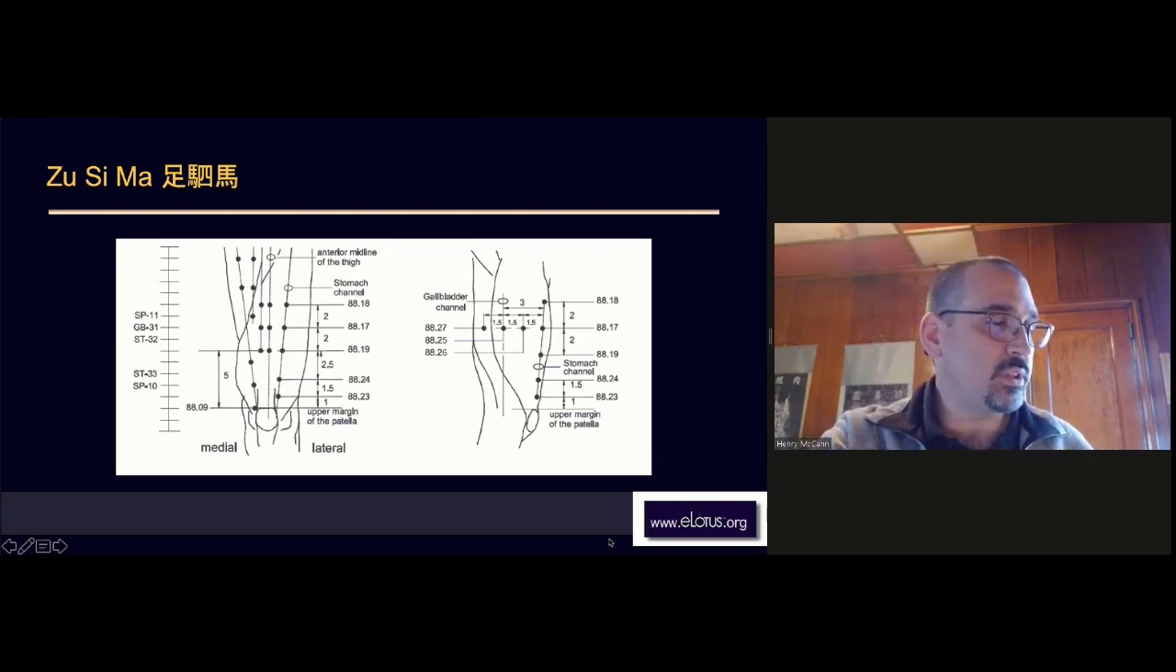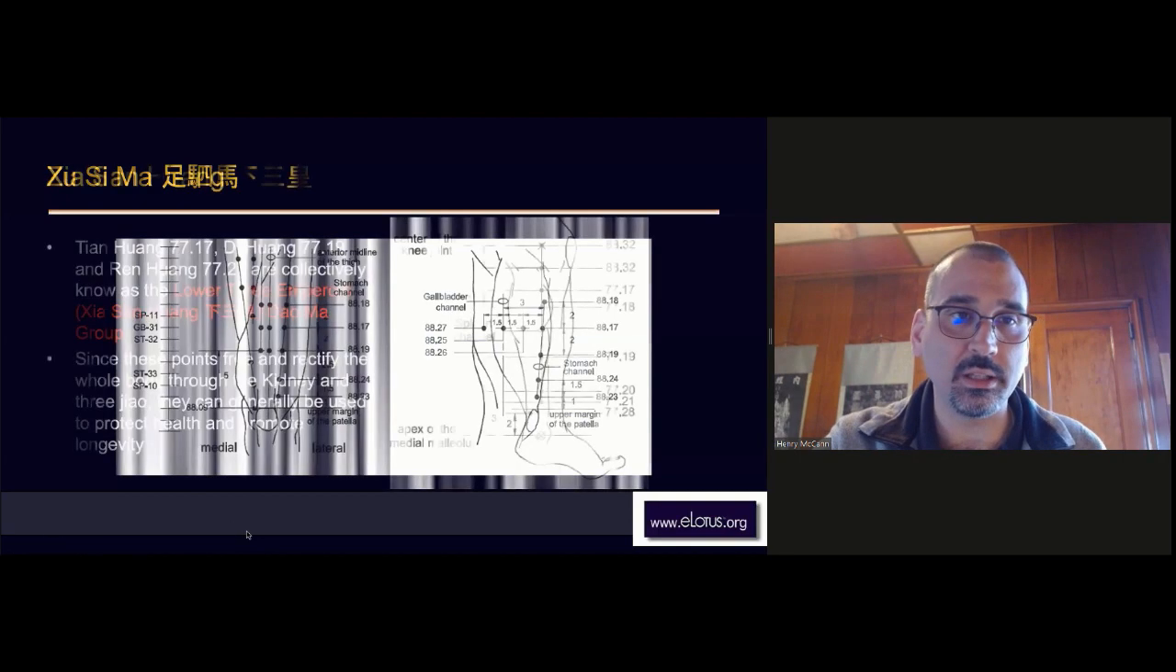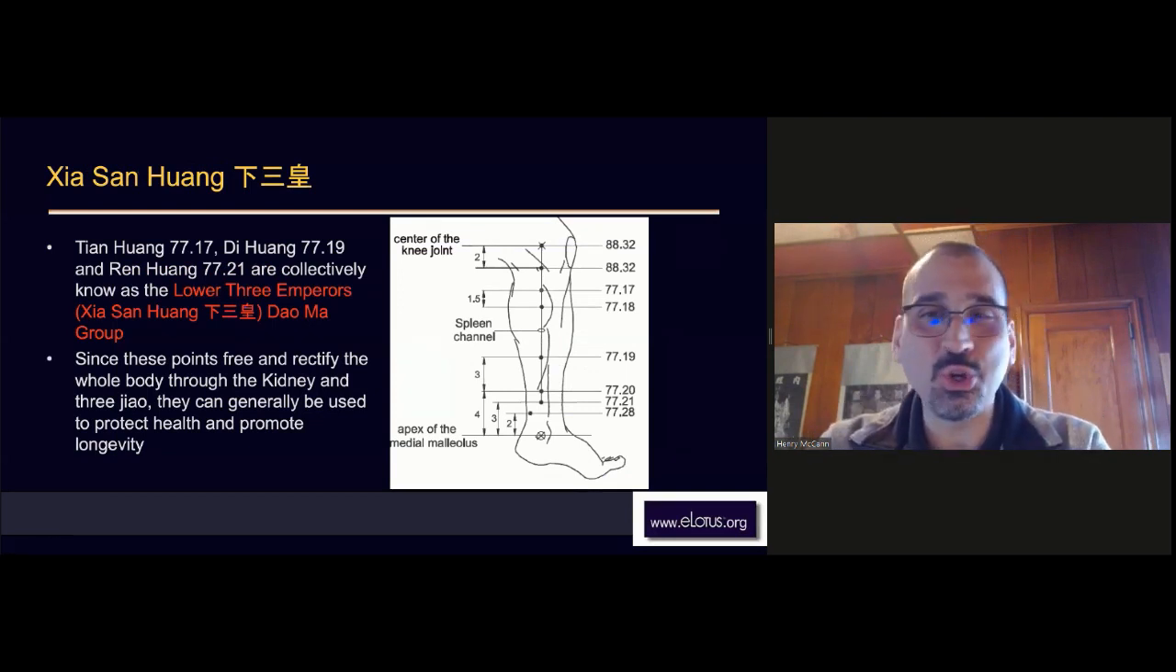Let's go to the next Daoma group. We'll review some of these again in a little more detail later. This one is called the lower 3 emperors. Now, in English, you can call it the 3 emperors. The lower here is, honestly, it's unnecessary. You know, some students ask me, where are the upper 3 emperors? There are no upper 3 emperors.